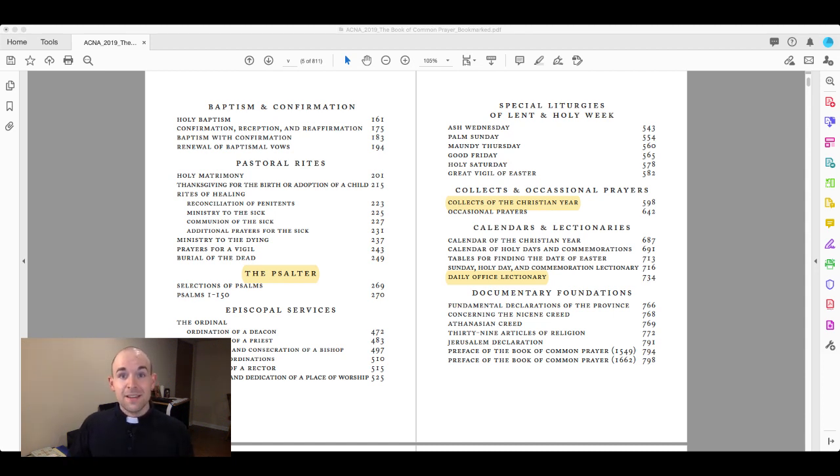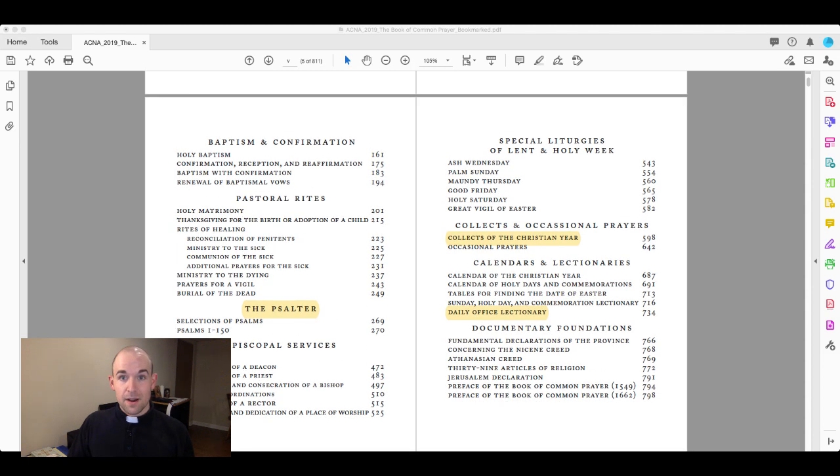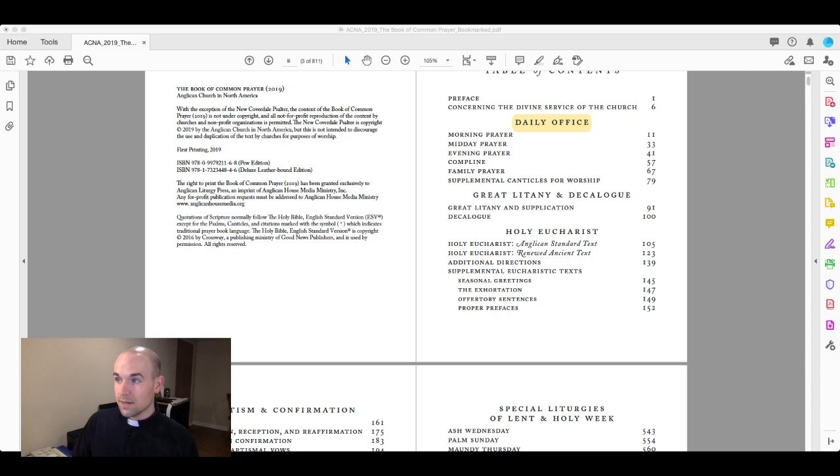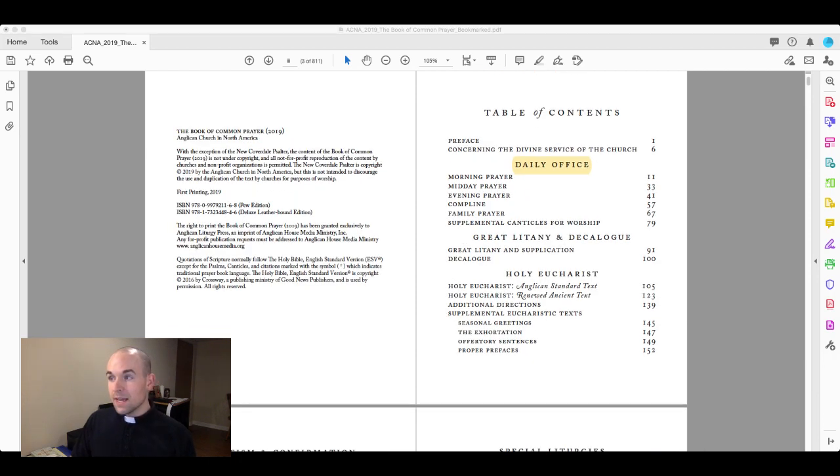The second thing is that there are 4 hotspots that you're going to use all the time. All right, and I've highlighted those in the table of contents here. So the first hotspot is the daily office section. Okay, that's going to contain the prayer services that you're actually going to use throughout the day. So it's going to be your bread and butter, your starting point. Okay, so there are 4 prayer services: morning prayer, midday prayer, evening prayer, and then Compline, which is designed for use like right before bed.